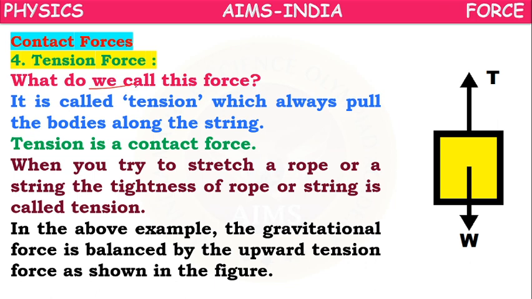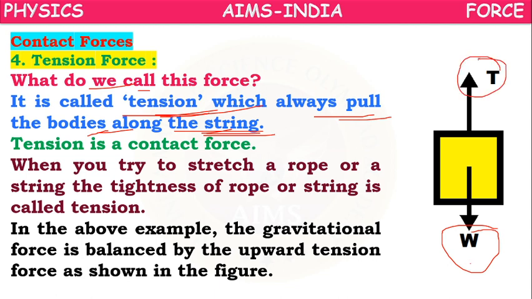So what do we call this force, children? This is called tension, because it always pulls the body along the string. If weight W is acting downwards, then tension T will be acting upward. So tension is also a contact force.